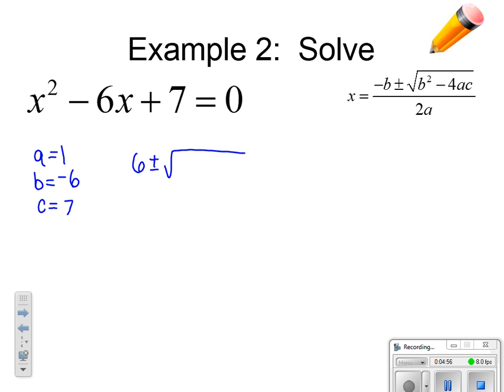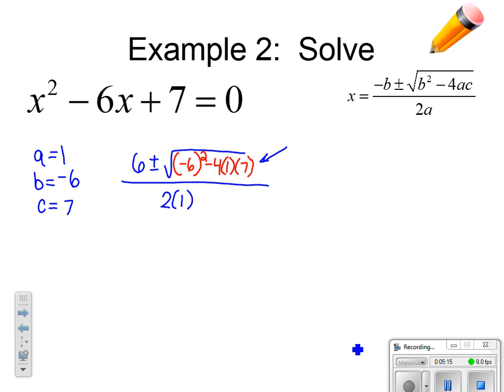Because you'll get a negative number. Remember, when you square a number, you need to square the whole number. So you need to square the entire number, the negative 6 quantity squared, minus 4 times 1 times 7, all over 2 times 1. All right, here's the discriminant.